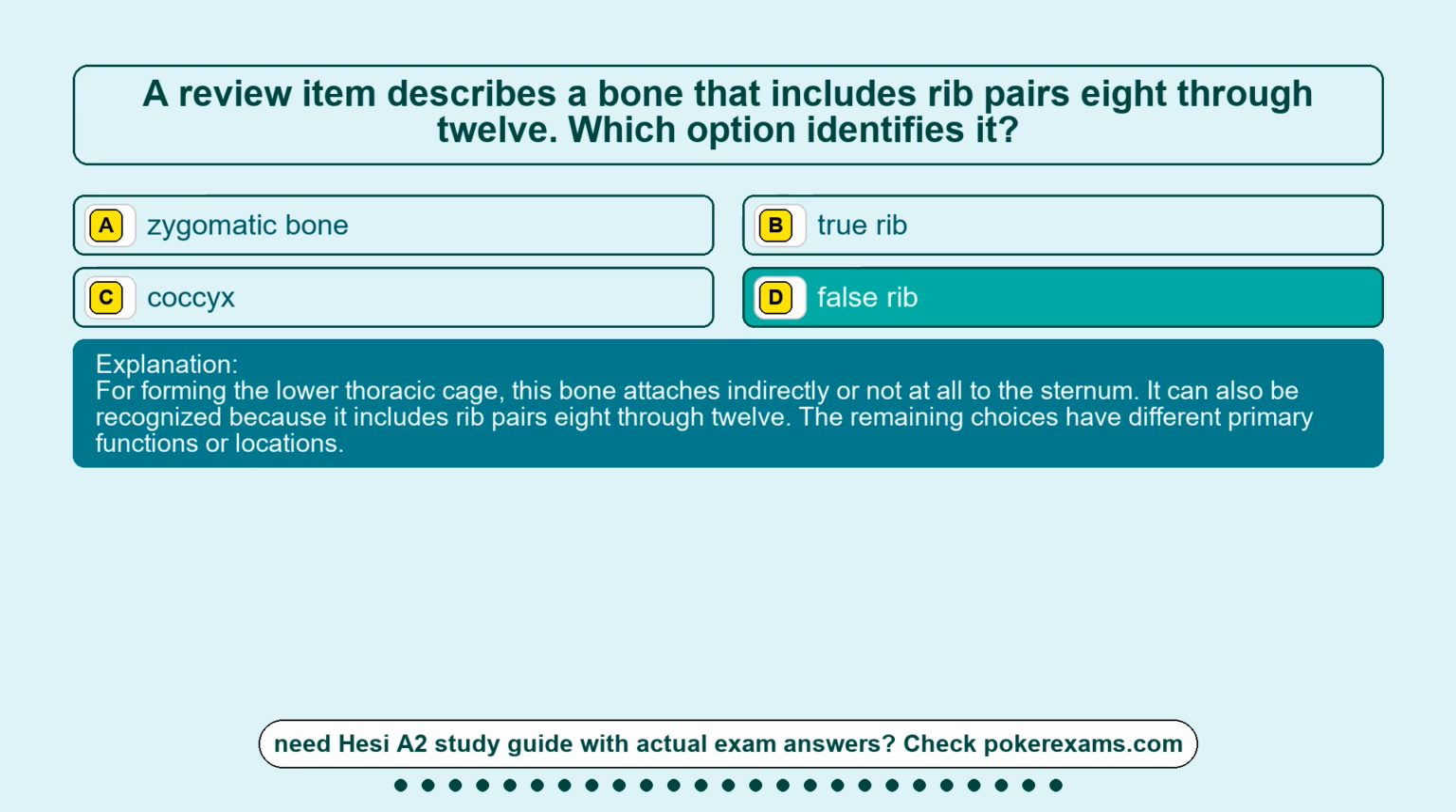For forming the lower thoracic cage, this bone attaches indirectly or not at all to the sternum. It can also be recognized because it includes rib pairs 8 through 12. The remaining choices have different primary functions or locations.